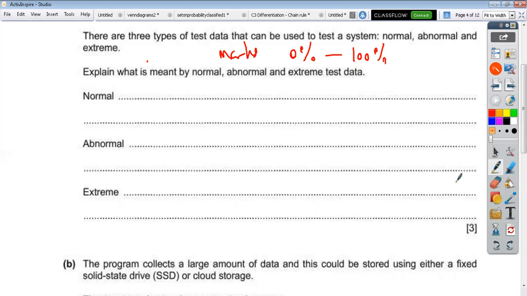Can someone give me a mark here? Let's start with marks. I said 0 to 100%. Can someone give me a mark that is normal? A percentage here, because we're talking about percentages. Don't give me 0 to 100. Can you give me a percentage that will be accepted?